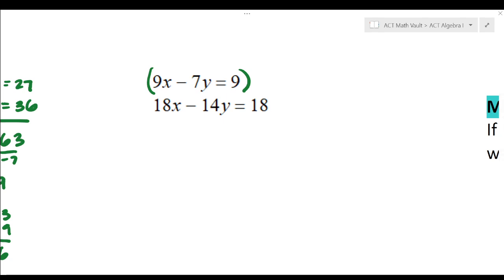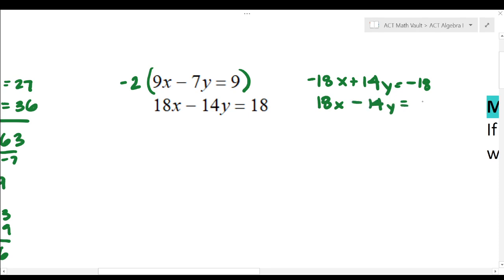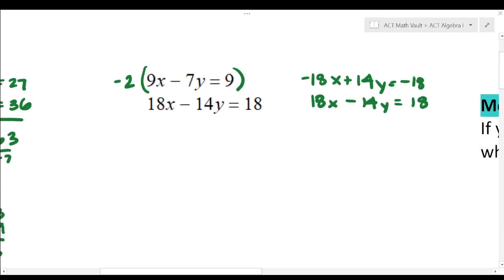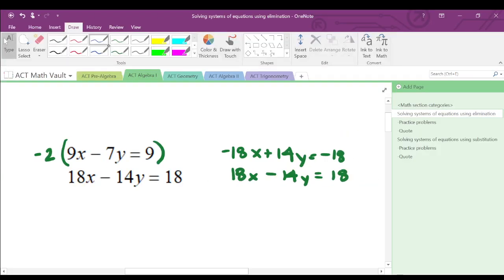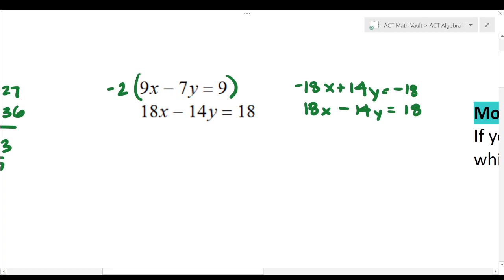So let's multiply this top by 2. I'll make it a -2 so that I can get the 18s to be opposites of each other. -18x plus 14y equals -18. And then 18x minus 14y equals 18. Oh my goodness. So what's happening right now is I'm about to eliminate something. I was going to try for the x's, right? Those slash. But then look what happens. We get 0 equals 0.